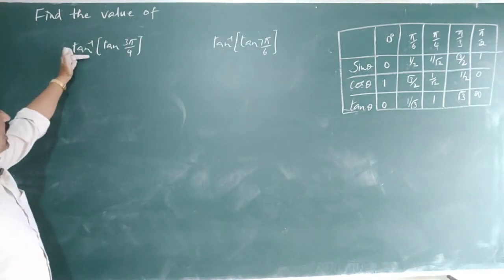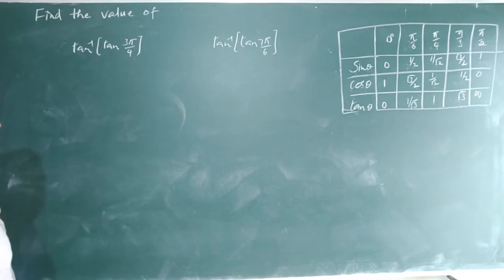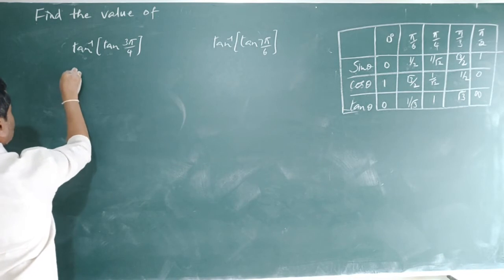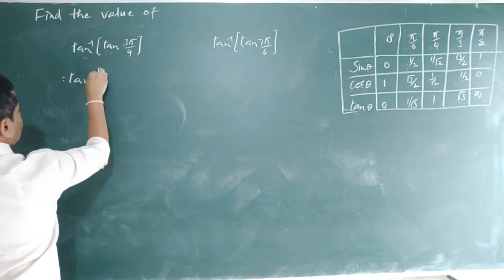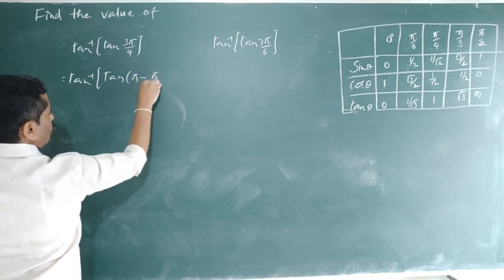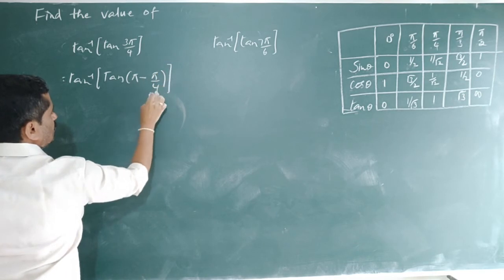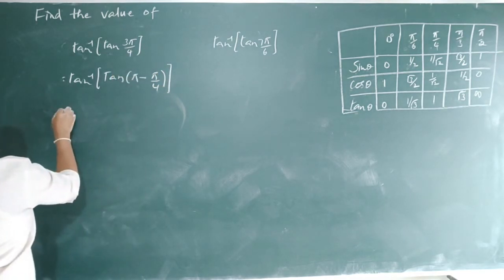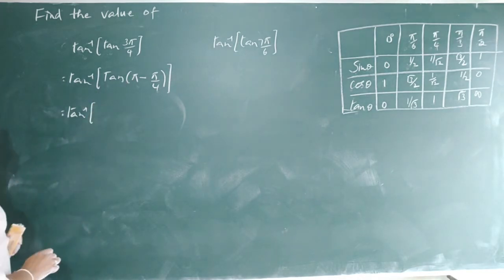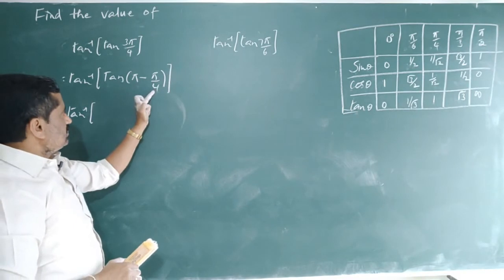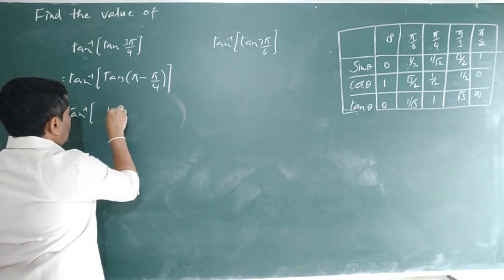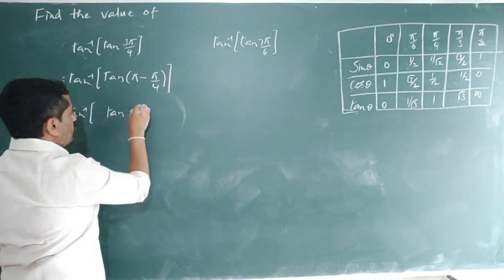Next we have to find the value of tan inverse of tan 3 pi by 4. So tan inverse and tan cannot simply cancel, because this is not in the range. Okay, again simplification: that is tan inverse of tan of pi minus pi by 4, so we have 3 pi by 4. Again that is equal to tan inverse of, okay, see tan of pi minus pi by 4, that is we have tan pi by 4.